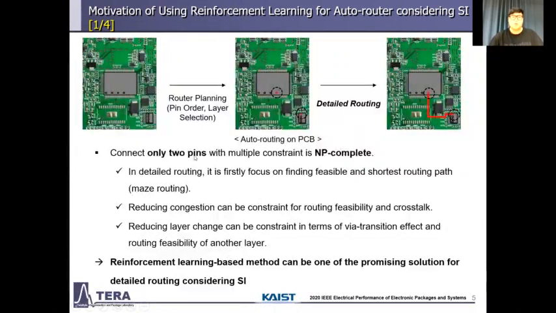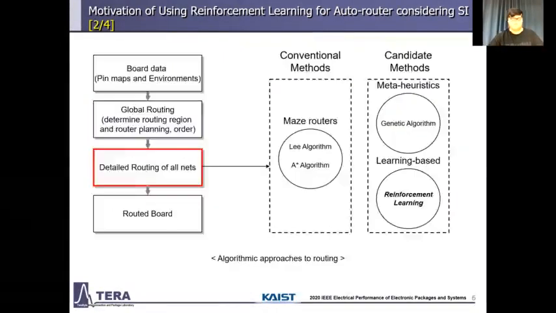Connecting two pins with these multiple constraints is NP-complete, which means very complex. Reinforcement learning-based method can be one of the promising solutions for this complex problem. Let's see the reason for this. Several algorithms can be used to solve detailed routing. Maze router is a widely used algorithm. It guarantees to find the shortest path, but does not consider crosstalk and layer changing.